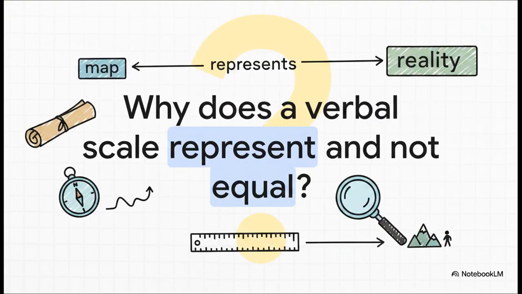This brings us to a really fascinating part of our expedition. Questions 25 and 26. If a scale is 1 to 50,000, what type is it and what does it mean? And here's a very strict rule you need to know. Why must we always say a verbal scale represents a distance rather than equals it? Think carefully about this. 1 to 50,000 is a representative fraction. It means 1 centimeter on the map represents 50,000 centimeters in the real world. And here is exactly why terminology matters. We must always say represents because a tiny, flat paper centimeter cannot physically equal 1,000 real-world meters. It simply stands in for it.